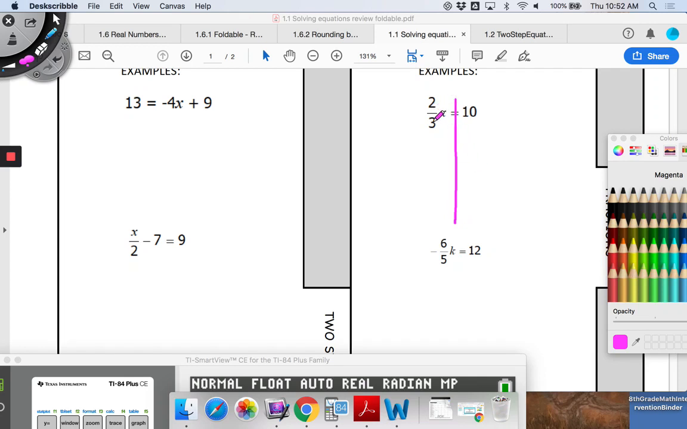And here's what's up with this one. It has 2/3 stuck to the x. That 2/3 is called a coefficient. So the coefficient of this would be 2/3. The constant would be 10.